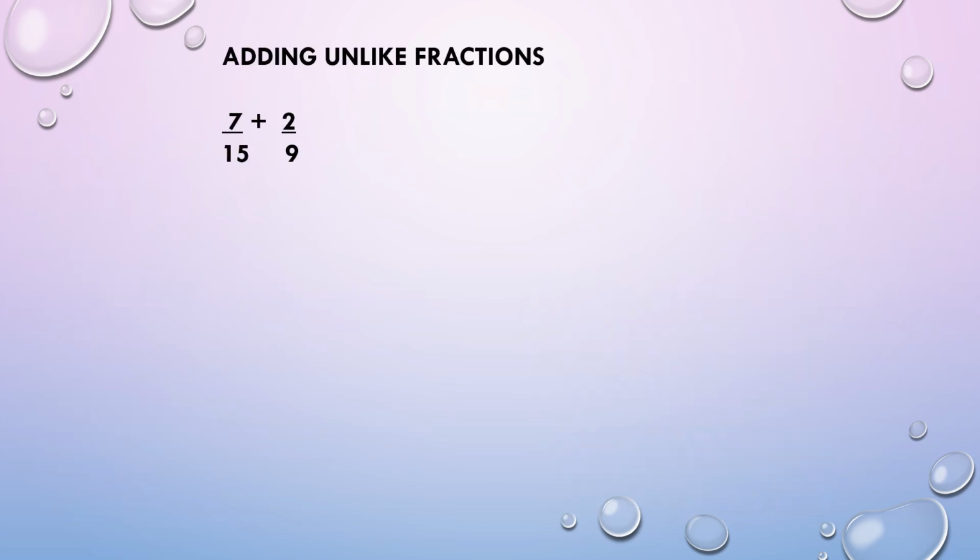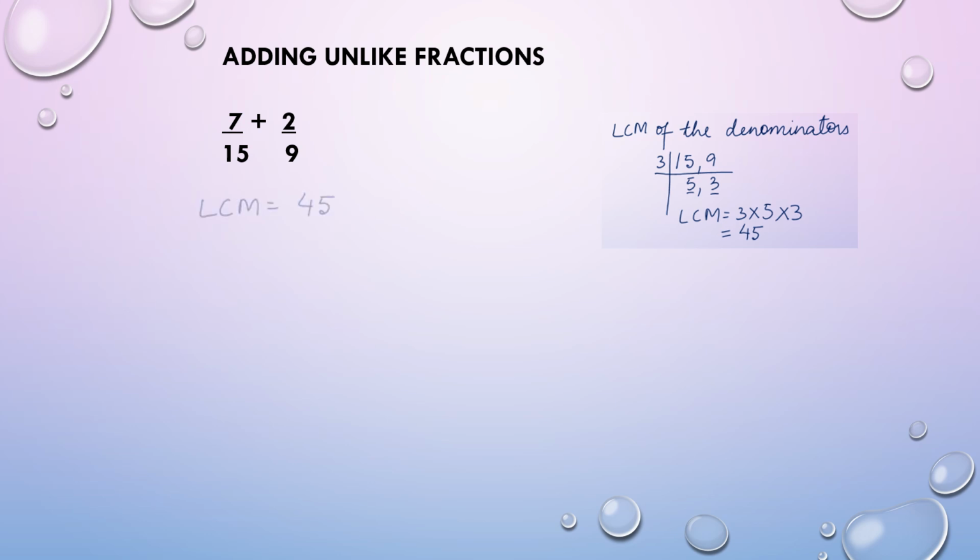Adding unlike fractions, that is, different denominators. In order to make the denominators the same or common, you find the LCM first. Also remember, always make a rough column. Now, I know that the LCM is 45. Now, using the concept of equivalent fractions, which is when we multiply the numerator and denominator by the same number.